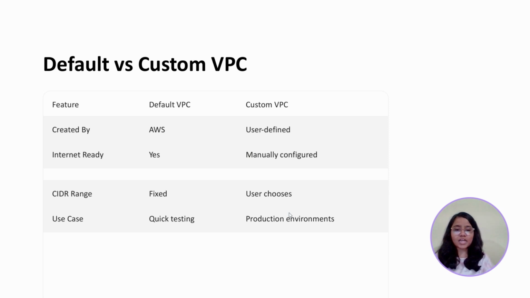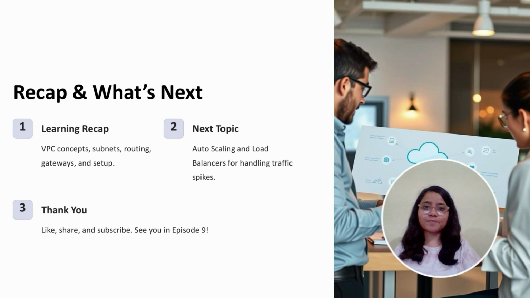A default VPC is nice for quick experiments, but for a serious production-grade workload, you need the flexibility and security of a custom VPC. Alright, that's a wrap-up on today's session. To recap, you have learned about the key components of VPC: subnets, route tables, gateways, security groups, and more. You saw the difference between public and private subnets and how to route traffic efficiently. And we did a hands-on walkthrough of setting up your VPC from scratch.